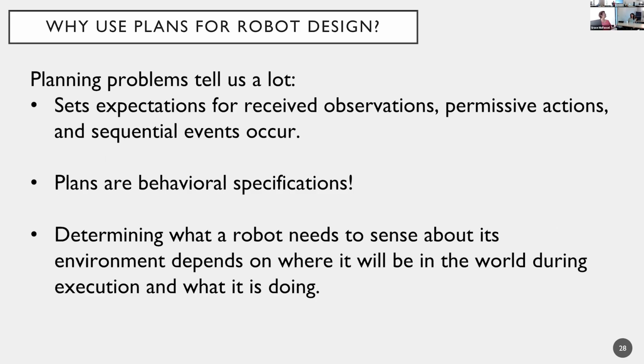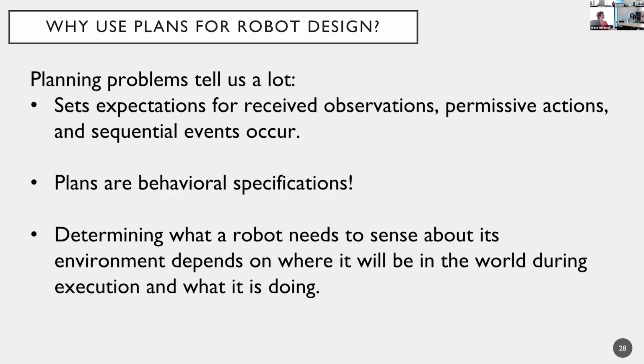But planning problems and plans tell us a lot. They're expectations for what observations we actually believe we're going to see. They tell us what actions the robot's allowed to take, and they give structure to how sequences of events are actually allowed to occur. Meanwhile, plans are behavioral specifications for the robot itself. And as we said previously, determining what a robot needs to sense depends on how we expect it to behave. So plans also link this interplay between what robots see, what they've done before, and what they'll do next.